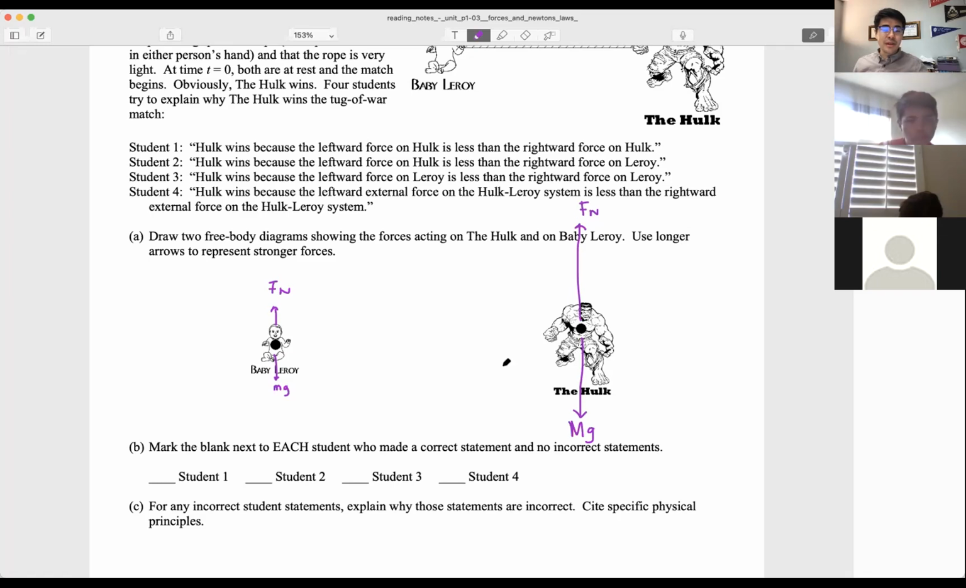Okay, now there's going to be a rightward and leftward force. And this time I'm going to care about the arrow size. What do you think? Maybe there should be a really large right arrow on the baby and a very small left arrow for the Hulk. Okay, does everybody agree with that? A large right arrow on the baby, a small leftward arrow on Hulk.